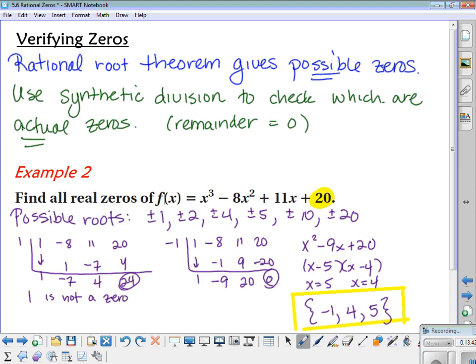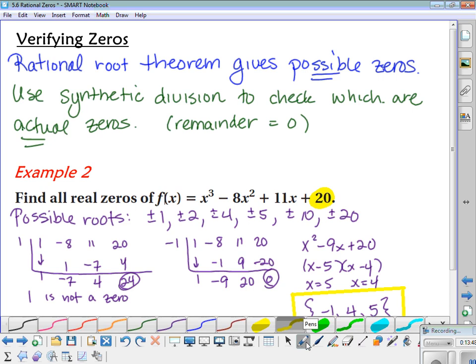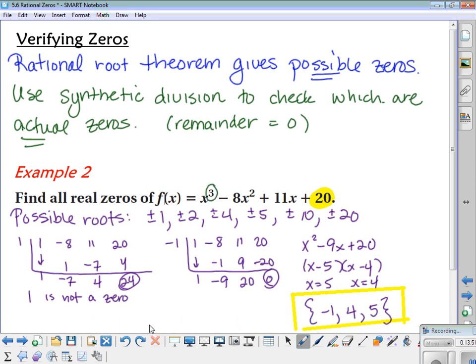How do I know to stop once I have 3 zeros? Well, there's nothing else left to do. There's nothing else left to factor at that point. But also, like I had said before, it's because the power is 3. I can't have more than 3 zeros. That's the most I'll have. I might have 2, I might have 1, but I can't have more than 3.